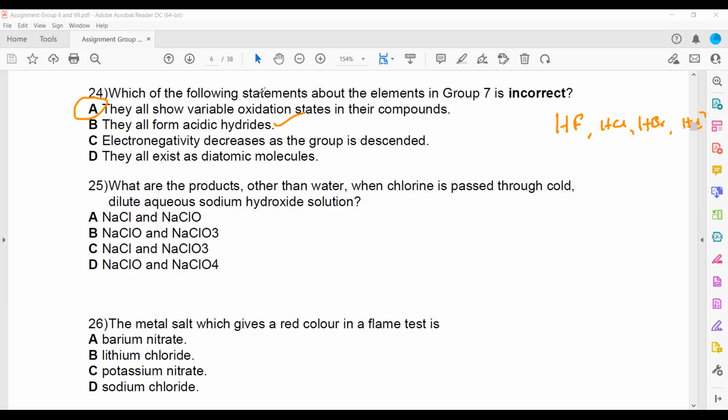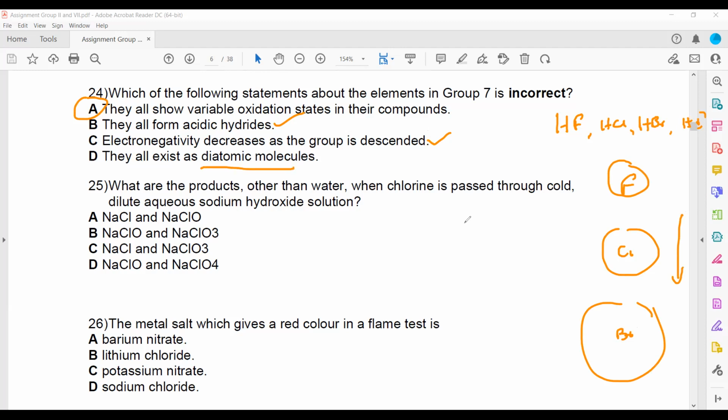I'm just reading and explaining the other statements. The electronegativity decreases as we go down the group. That's true because fluorine is smaller in size and more electronegative than chlorine. Chlorine is more electronegative than bromine. Bromine is more electronegative than iodine. So this is also a right statement. And they all exist as diatomic molecules. That's also true. Fluorine does not exist as a fluoride ion or a fluorine atom. It is a fluorine molecule, chlorine molecule, bromine molecule, iodine molecule. So they all exist as diatomic molecules. Is it clear? Question 24.